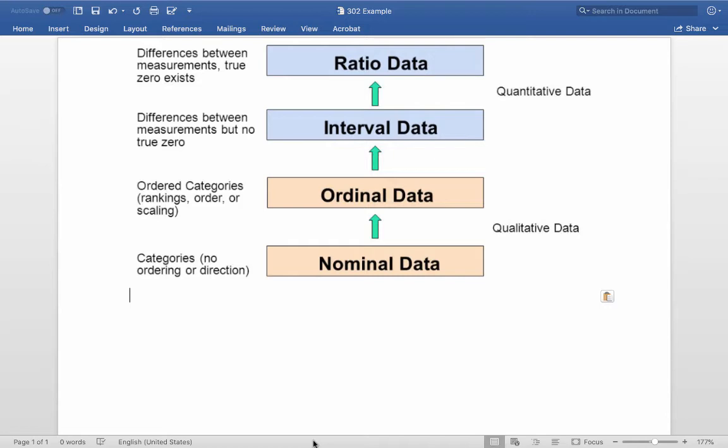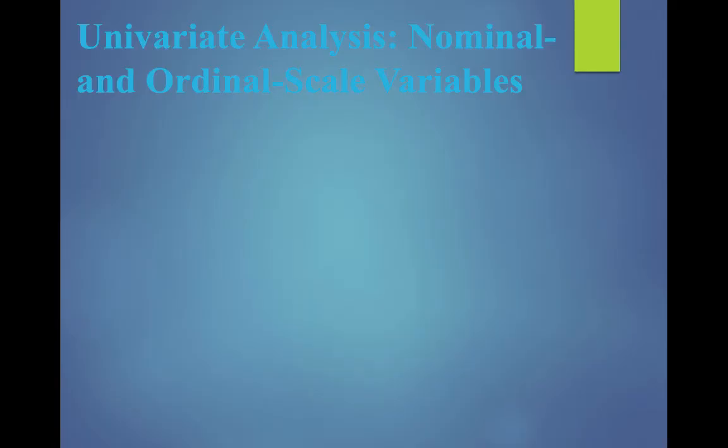Or like even time of day, right? Morning, afternoon, evening, right? There's like an order to it, right? So that's all that means is ordinal, having a ranked order. So univariate analysis, right? When it comes to nominal and ordinal scale variables.